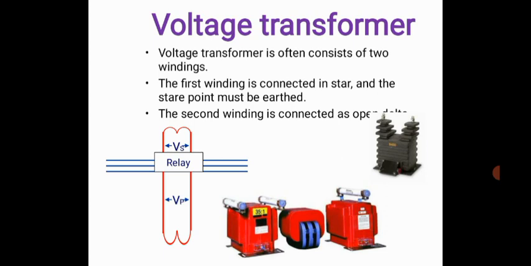Next one, voltage transformer. The voltage transformer consists of two windings. The first winding is connected in star, and the second winding is open delta. The second one is the secondary. In the diagram, Vp means primary voltage, V means voltage, P means primary. So Vp indicates the primary voltage, and Vs indicates the secondary voltage. The secondary winding is connected as an open delta connection.